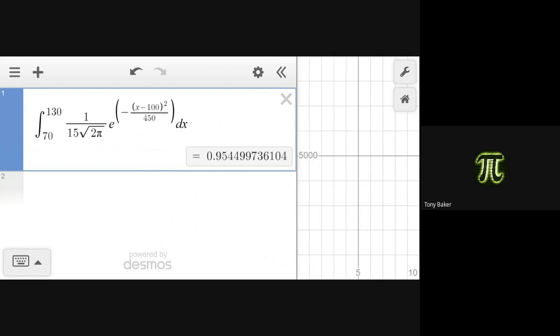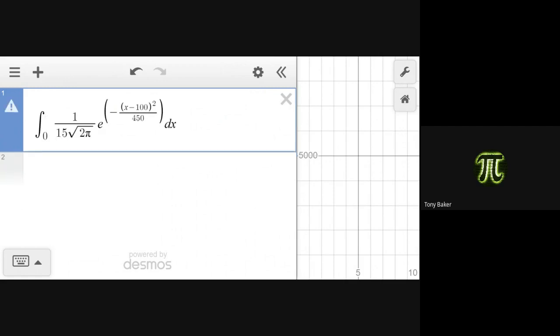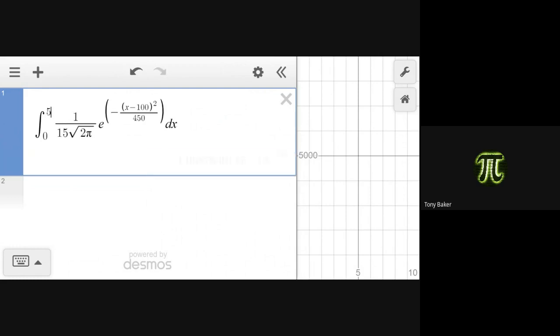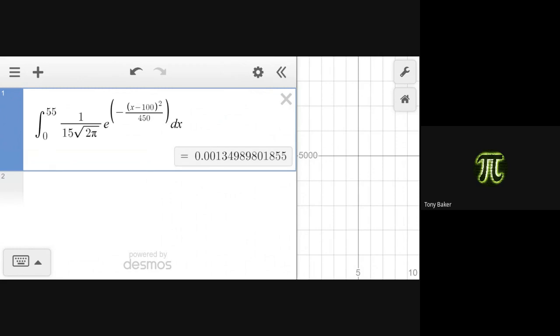So we were talking about below 70 being intellectually disabled, right? All we would do is change this from 70 to 0. So you're approximately 2.2% or 2.3% of the population. What about 0 to 55? 55 would be 3 standard deviations, and now you're less than 1%. Less than 1%, true. Okay.